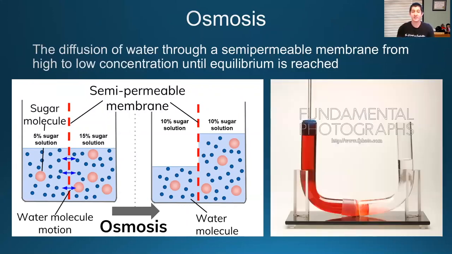And you can actually see this happen in a lab demonstration. So we can see here on the left side, we have water mixed with some colored molecule that can't pass through that middle membrane. And on the right side, we have pure water. And so since there's more free water on the right side, it will diffuse into that left side to try to equalize the water concentration.